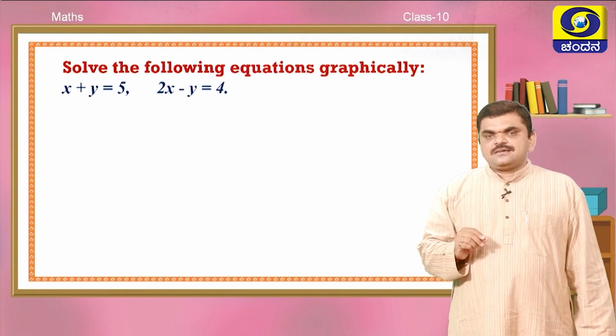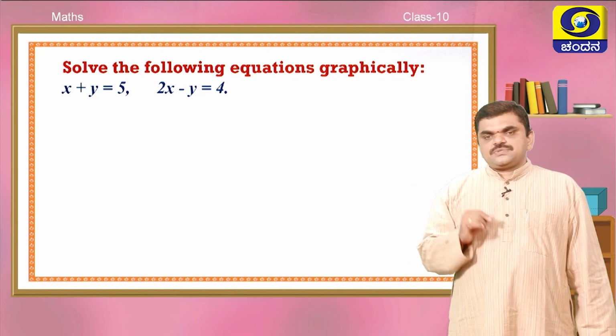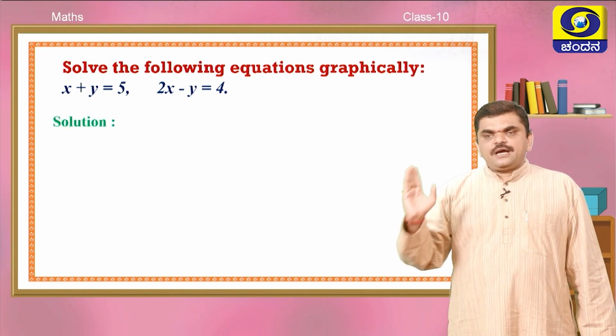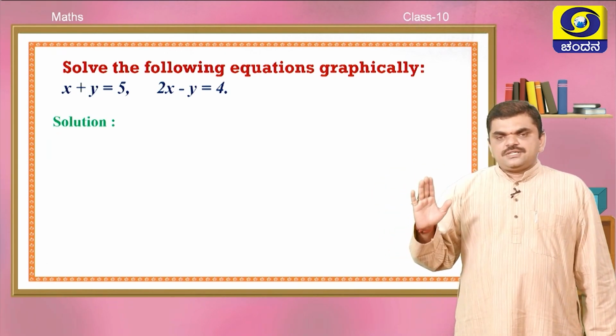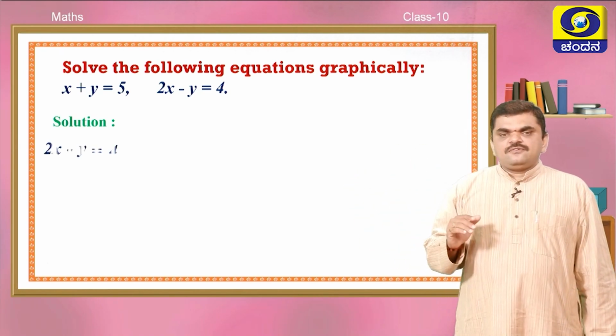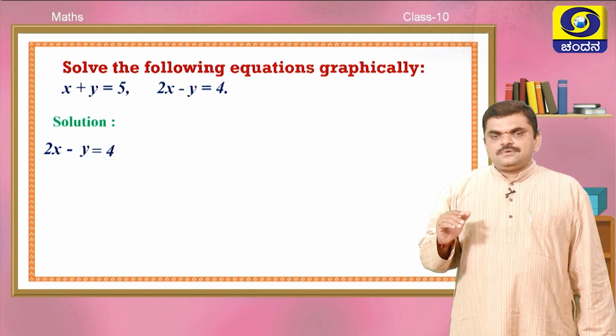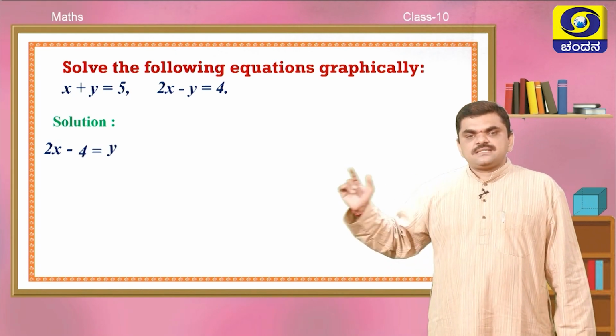Next question is 2x minus y is equal to 4. Then y becomes, just interchange y and the constant value, that is y and 4. Shift y to the right side, 4 to the left side. What does it become? Y is equal to, yes, y is equal to 2x minus 4.